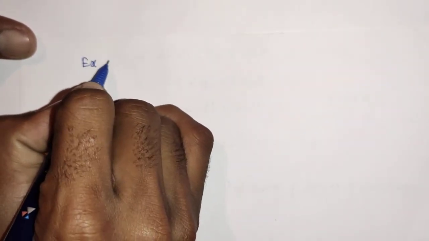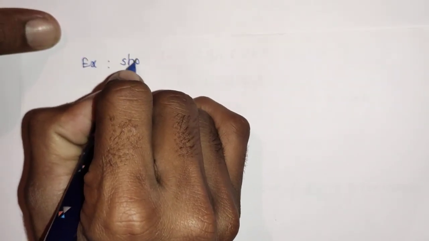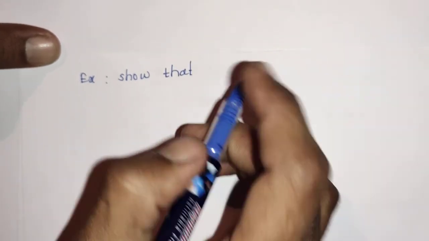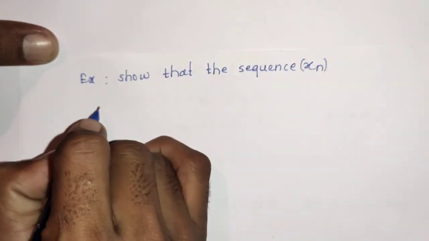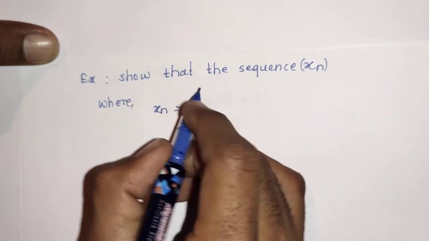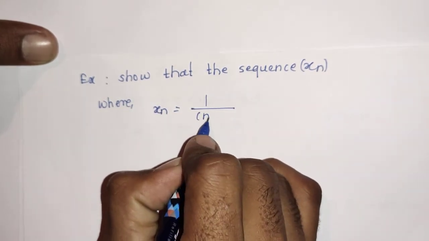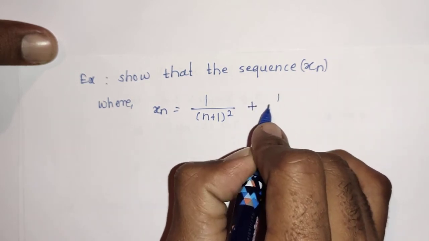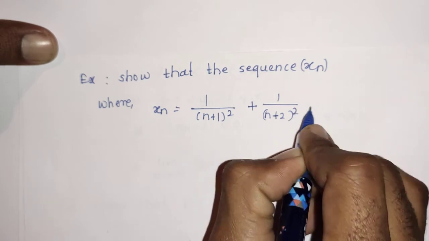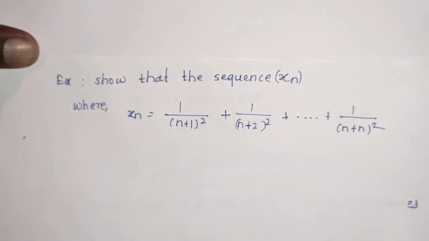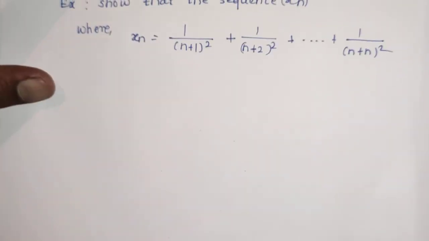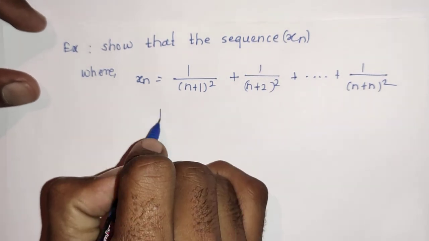Now the next example is: show that the sequence xn, where xn is given in the form 1 upon (n plus 1) squared plus 1 upon (n plus 2) squared plus up to 1 upon the nth term (n plus n) squared, converges to 0.